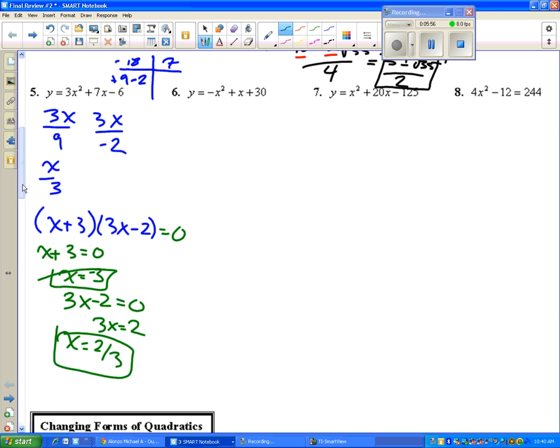Okay, number 6, again. What I want to do on number 6 is I want to take this ugly little negative out. I want to solve, so that means I want 0 to equal negative x squared plus x plus 30. I'm going to divide out negative 1.